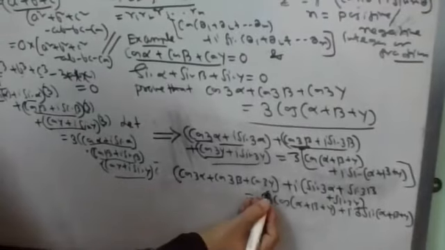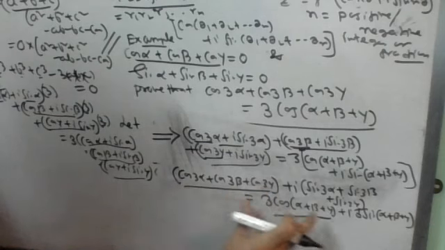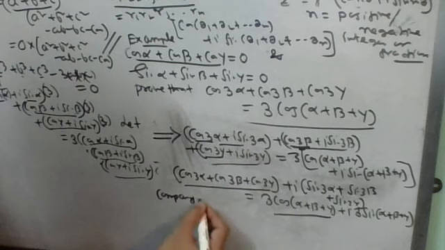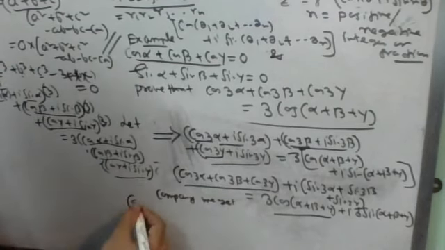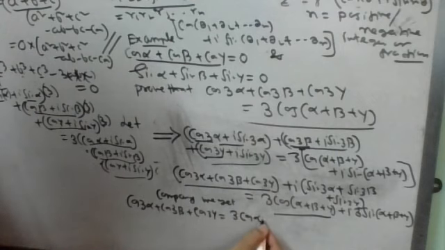Now you compare the like terms on both sides. Real part is equal to real part, imaginary part is equal to imaginary part. We have no business with the imaginary part. If I compare the real part, I will get the answer. Comparing, we get cos 3alpha + cos 3beta + cos 3gamma = 3 cos(alpha + beta + gamma), hence proved.